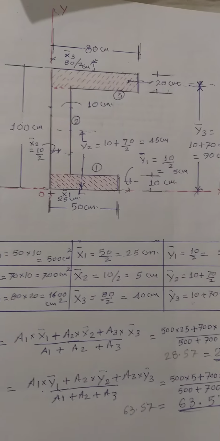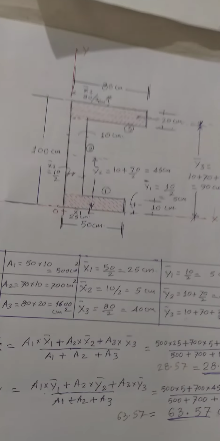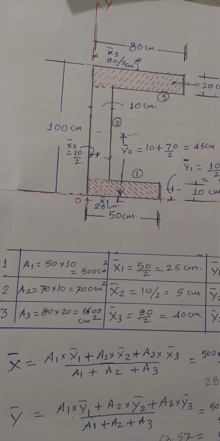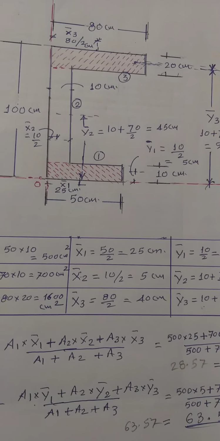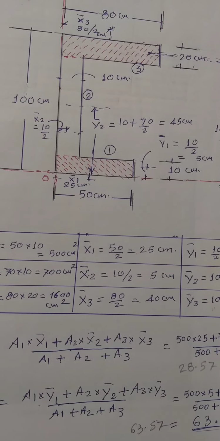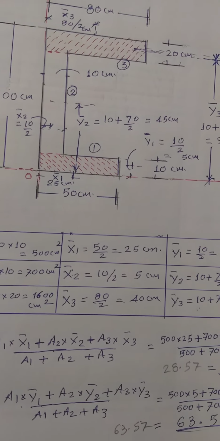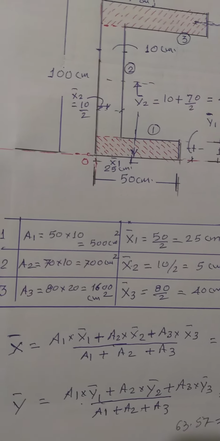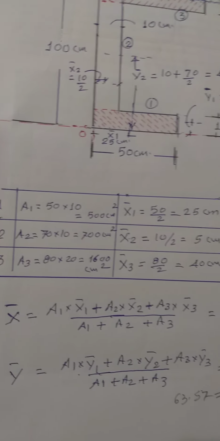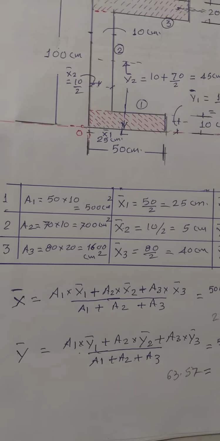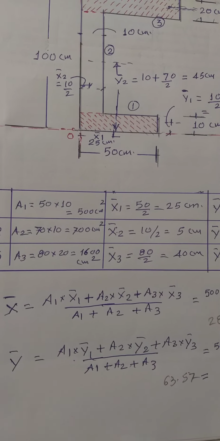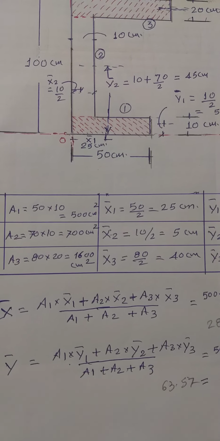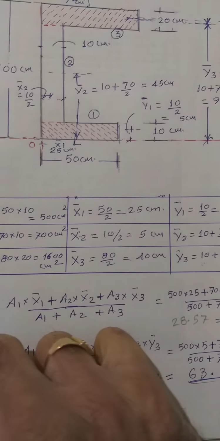then x bar and y bar can be very easily calculated using this mathematical expression: x bar is equal to a1 x bar 1 plus a2 x bar 2 plus a3 x bar 3 upon a1 plus a2 plus a3, and y bar is equal to a1 y bar 1 plus a2 y bar 2 plus a3 y bar 3 upon a1 plus a2 plus a3.